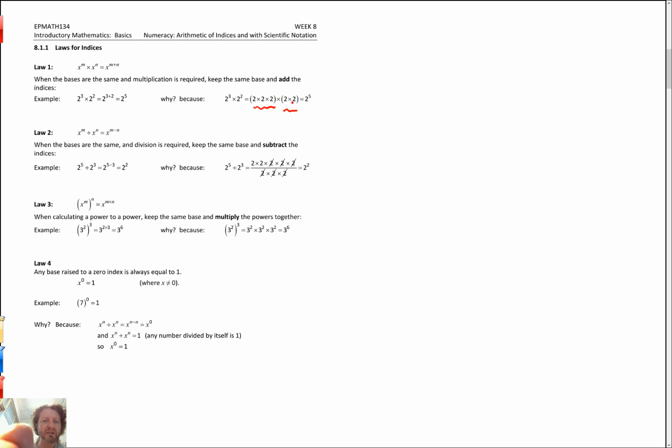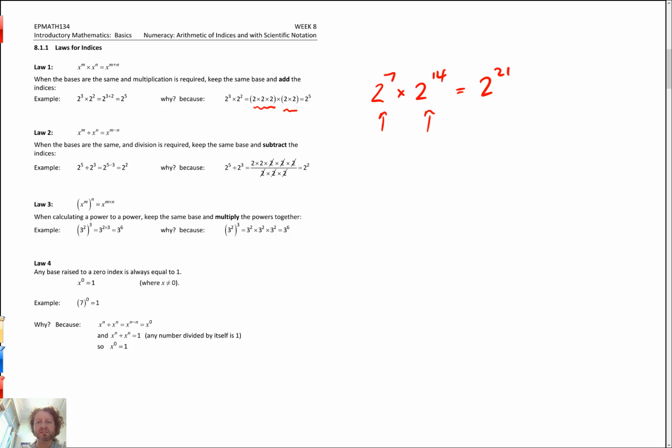Instead of writing it all out, just add the tops. So if someone asks me, and I don't want to write it out, what's 2 to the 7 times 2 to the 14? I'd say, well, it's 2 to the 21. I've got 21 2's lined up there, 7 there, 14 there, so it's 2 to the 21. So there's law 1.